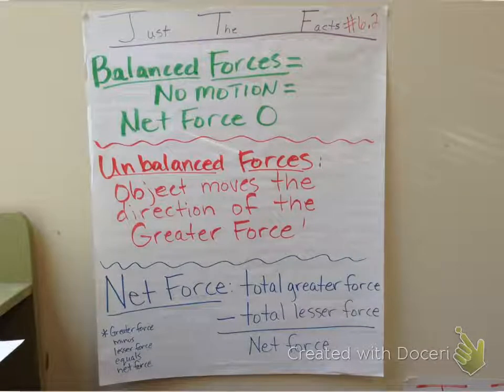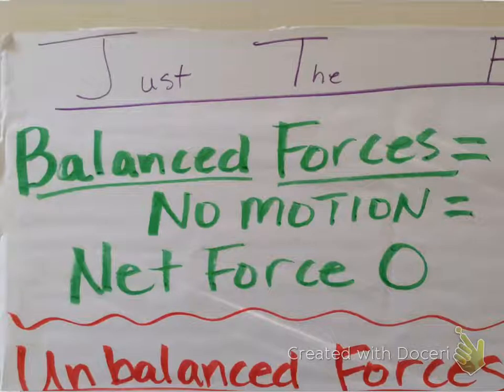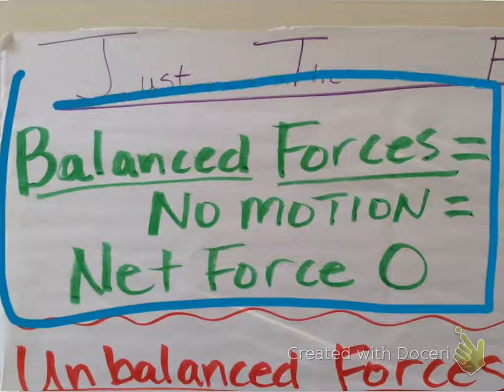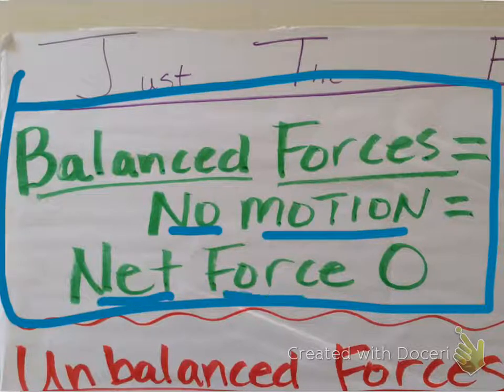Alright, here is an overview of the Just the Facts chart. You might want to refer back to this. We're going to talk about balanced and unbalanced forces. First, we're going to talk about balanced forces. When there are balanced forces, there is no motion, and the net force is 0.